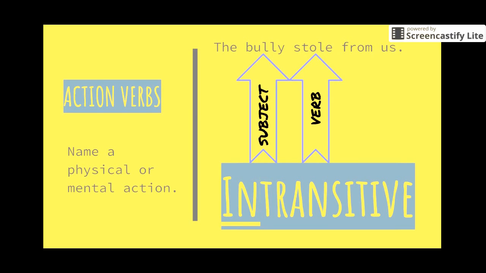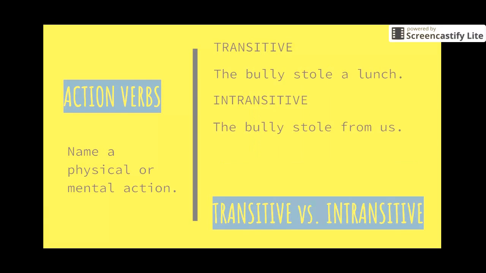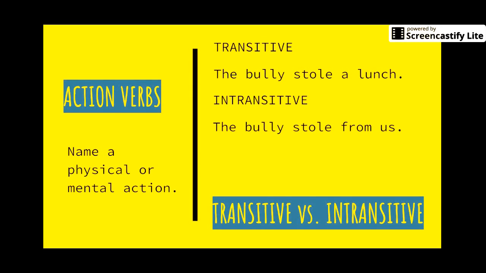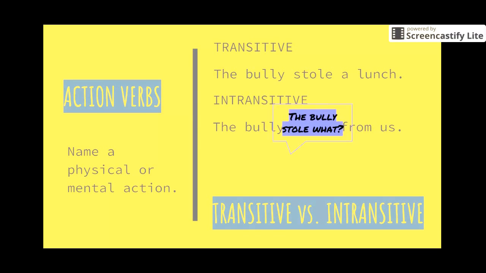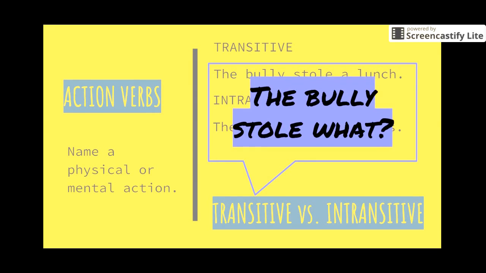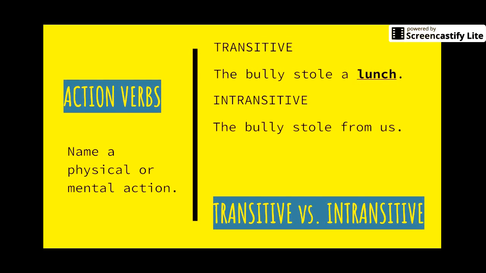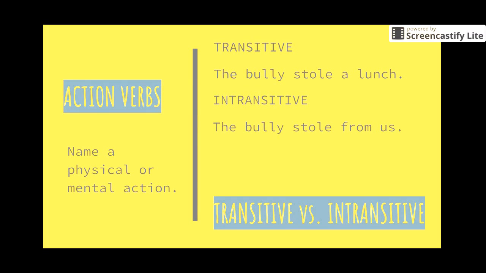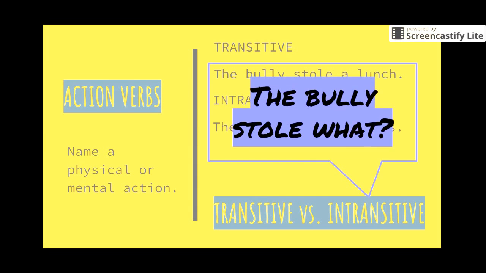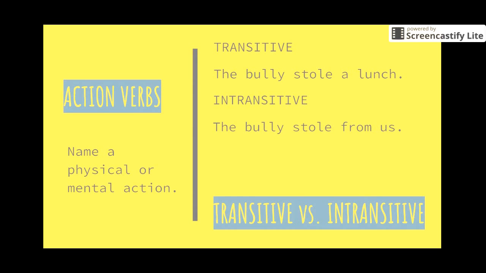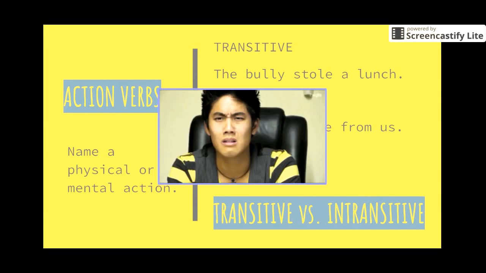Now there's a simple test you can use to see if a verb is transitive or intransitive. All you need to do is ask a question using the action verb. If there is an answer, it is a transitive verb. Let's try it out. The bully stole what? He stole a lunch. So that works. That makes stole in that sentence a transitive verb. Now let's try it again with our intransitive sentence. The bully stole what? Now if you said from us right there, I am just shaking my head at you.